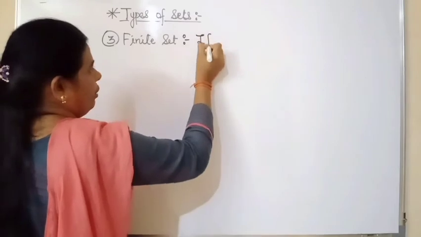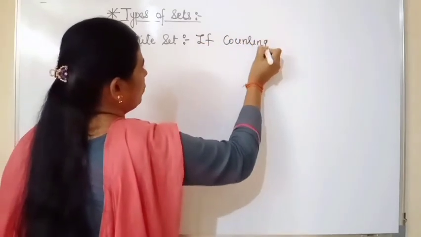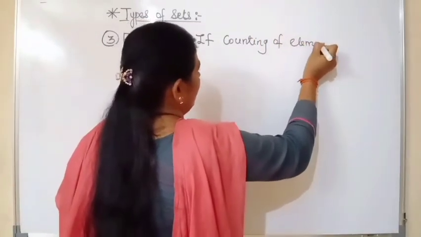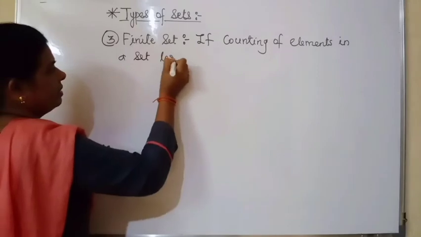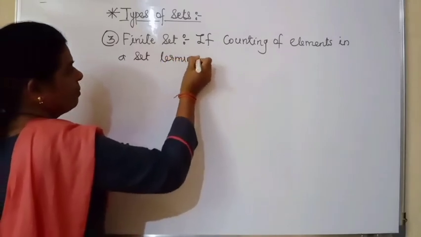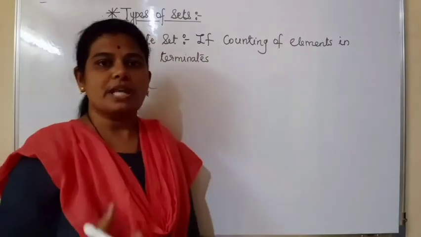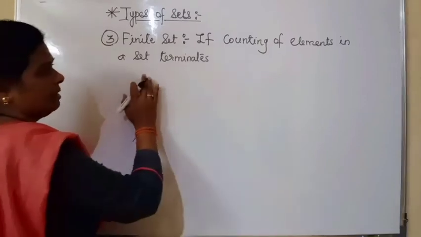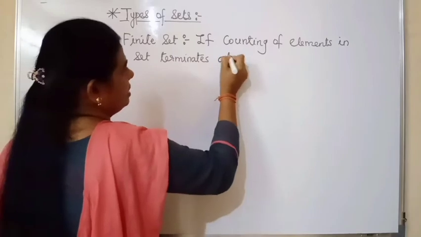That is, if the counting of objects or counting of elements in a set terminates. Terminates means it is stopped. The counting of the objects is stopped, or the counting of the objects has a certain limitation at a certain point. So that is what terminates means: in a set it terminates at a certain stage.